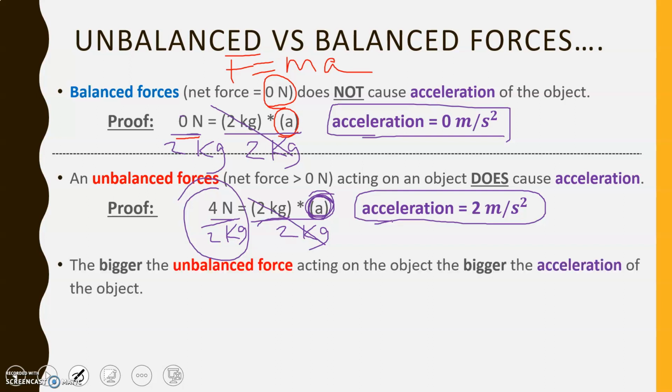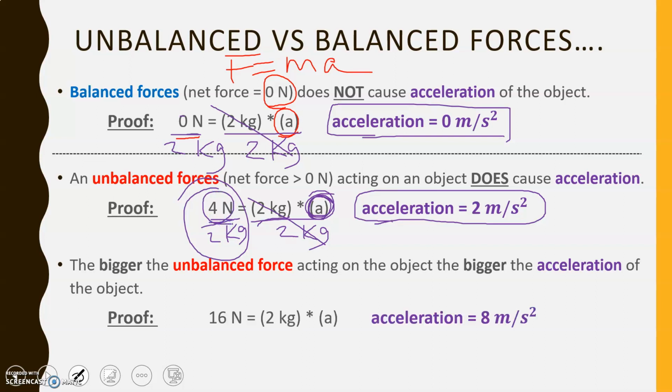All right, last thing. The bigger the unbalanced force acting on the object, the bigger the acceleration of the object. So before, what was our unbalanced force? Well, for me, I used 4 newtons. Let's do something bigger than that. So let's use an unbalanced force of 16. That's a good bit bigger.